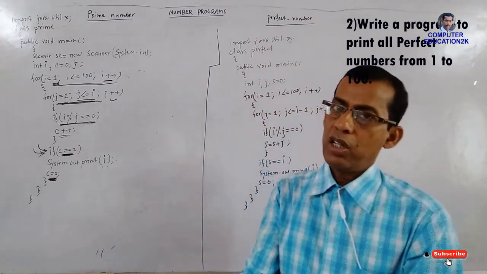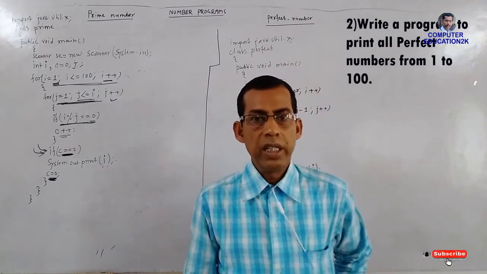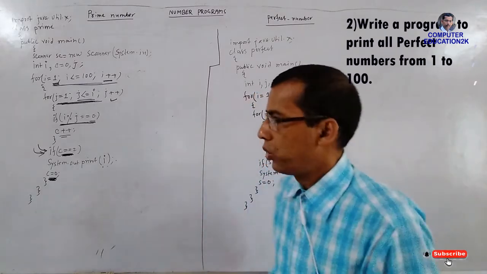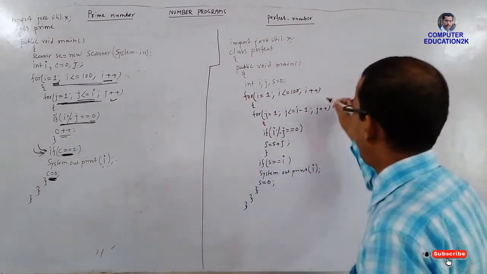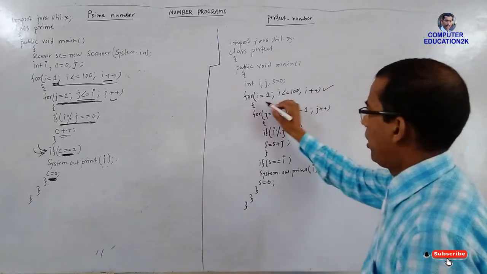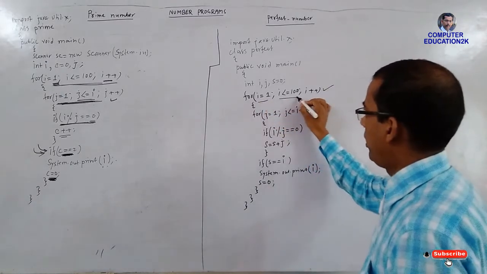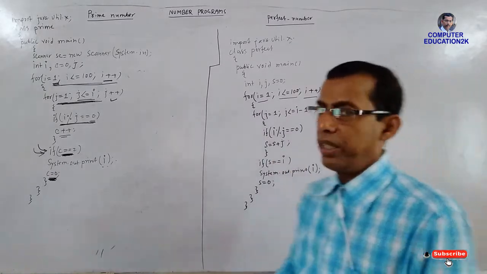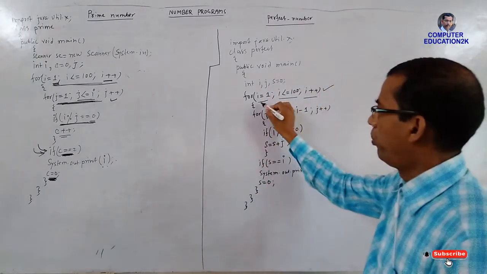Again, in this question, it is not asked to enter any number, so we will not enter any number. We will take all the values in the loop only. So I have taken all the values in the for loop: for i equals 1, i less than or equal to 100, i plus plus. All the values 1 to 100 I have taken in the for loop.